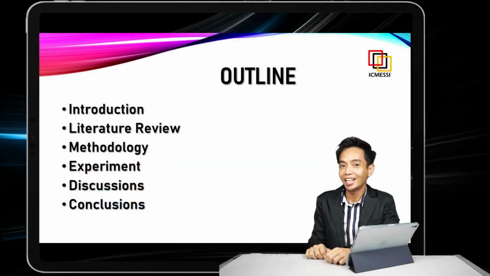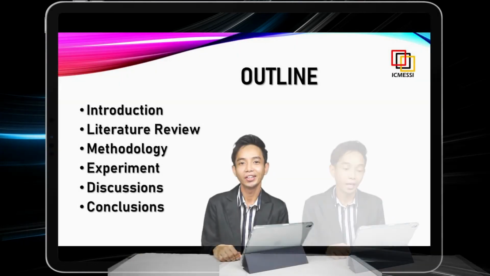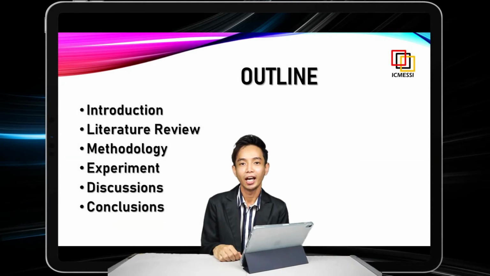Let's have a look at the outline of my presentation. We are going to look into the introduction first and then the literature review, which covers sources of literature research. Next, we are going to explore the methodology used and look into the experiment, followed by discussion and, last but not least, the conclusion of my research paper. Let's begin with the first part.